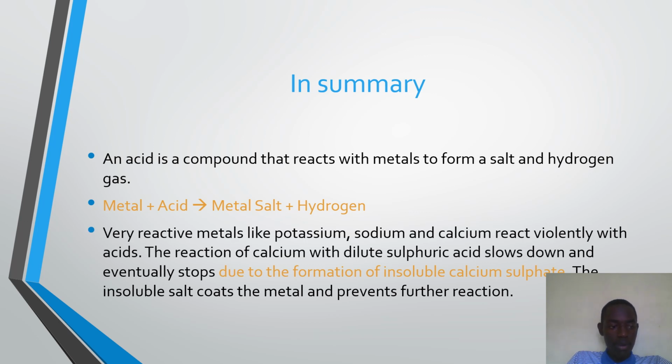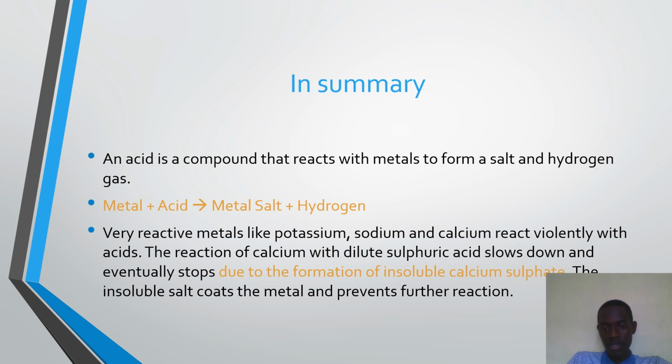Now, very reactive metals like potassium, sodium, and calcium react violently with acid. The reaction of calcium with dilute sulfuric acid slows down and eventually stops due to the formation of insoluble calcium sulfate. The insoluble salt coats the metal and prevents further reaction. What we are saying is that though these reactions do happen, they eventually slow down and then stop.